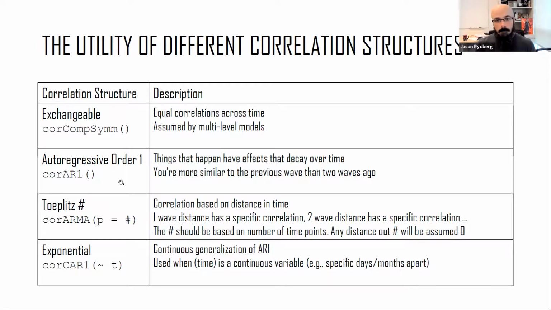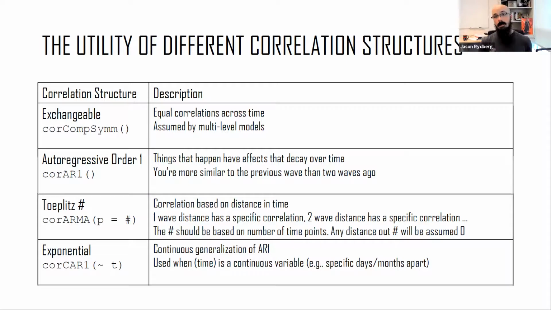So an alternative is an autoregressive structure, or an AR structure. Now, what an autoregressive structure does is it says observations that occur adjacent to one another are more similar to each other than observations that are farther apart. So it assumes that there is a decay in correlation over time.